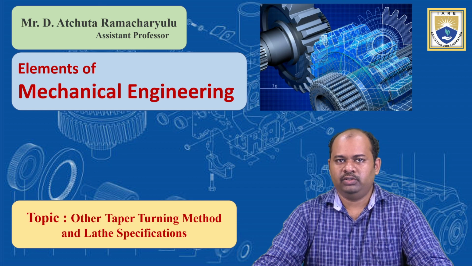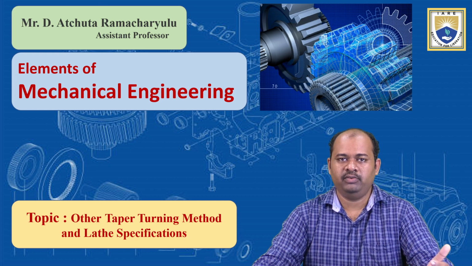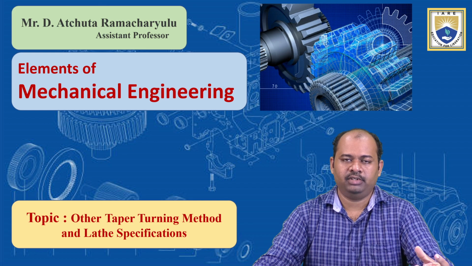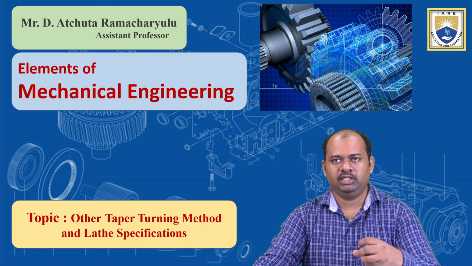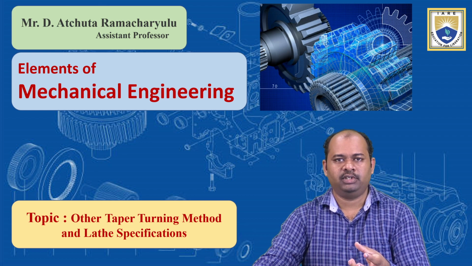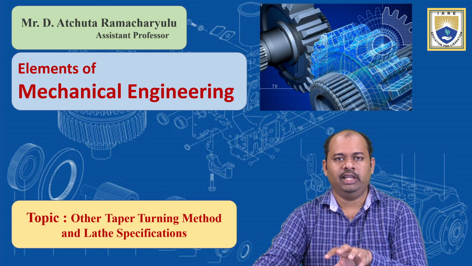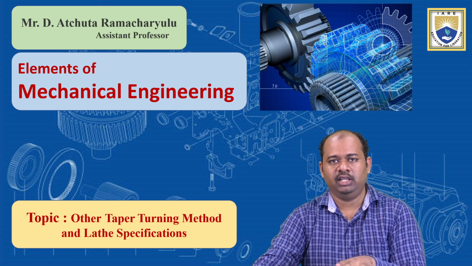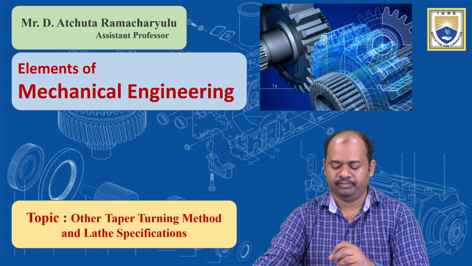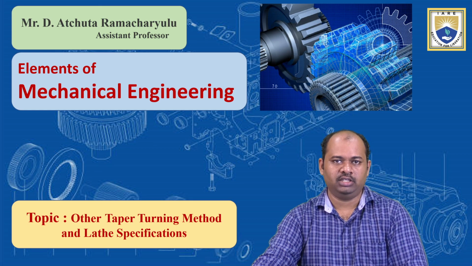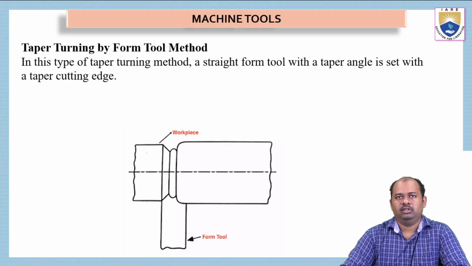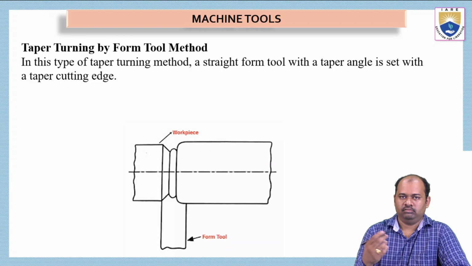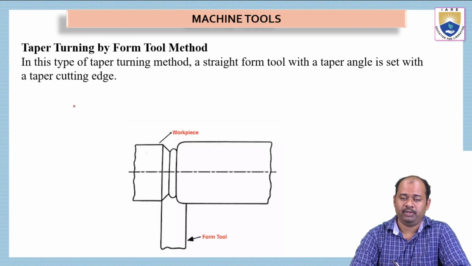Currently we are in the fourth module where we are studying different taper turning operations. In the previous lecture we have seen some taper turning operations, offset taper turning and swiveling taper turning processes. Now in this lecture we are going to see some more taper turning operations and also lathe specifications by which any lathe machine is specified and taken into particular application. Now, this is the third method out of the 5 methods which are used for taper turning.